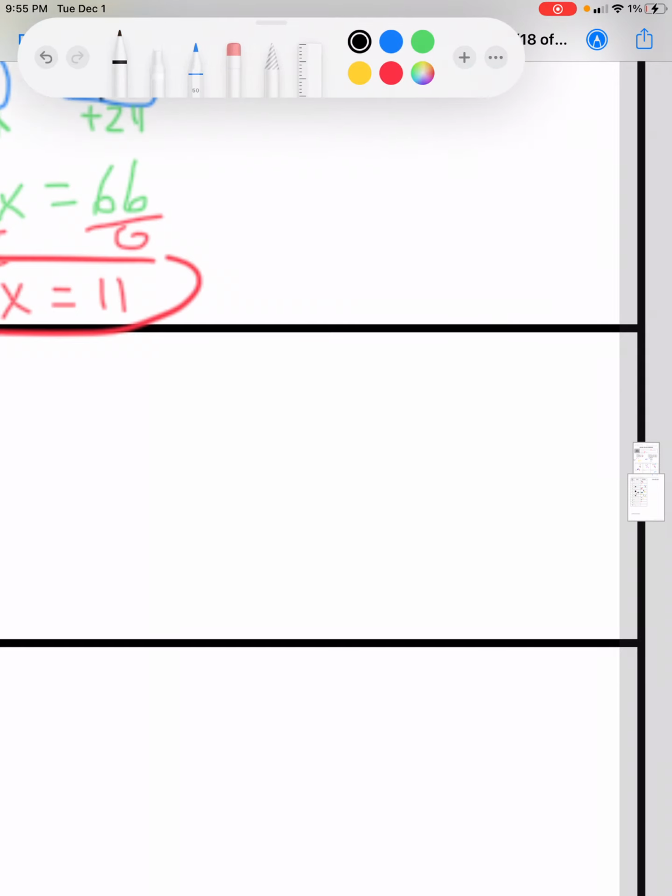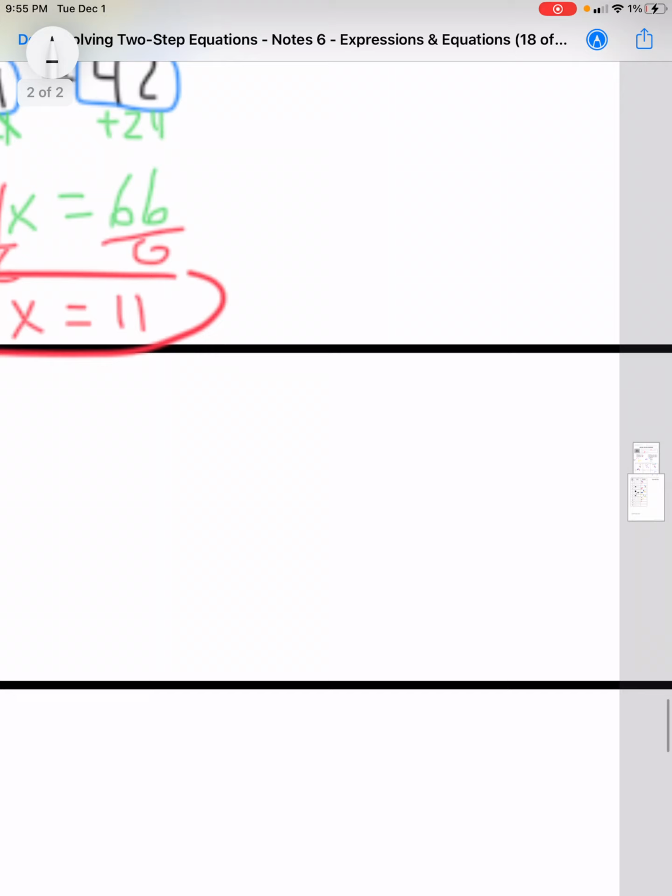Next one. Number 11. 2 more. 10x plus 25 equals 50.